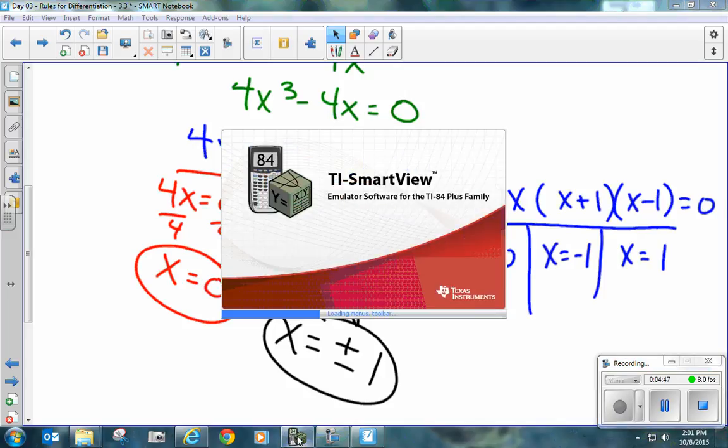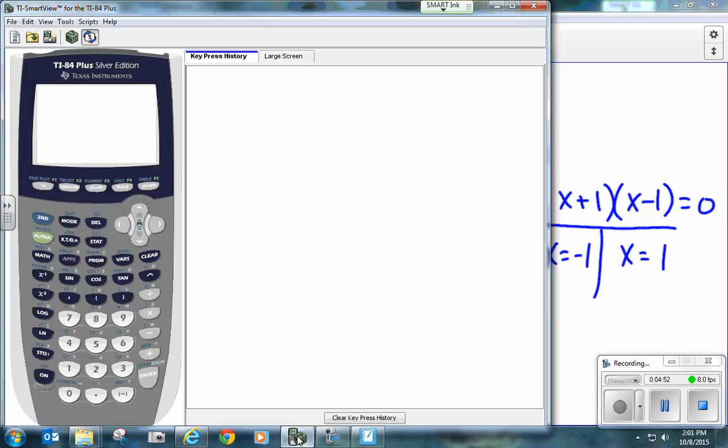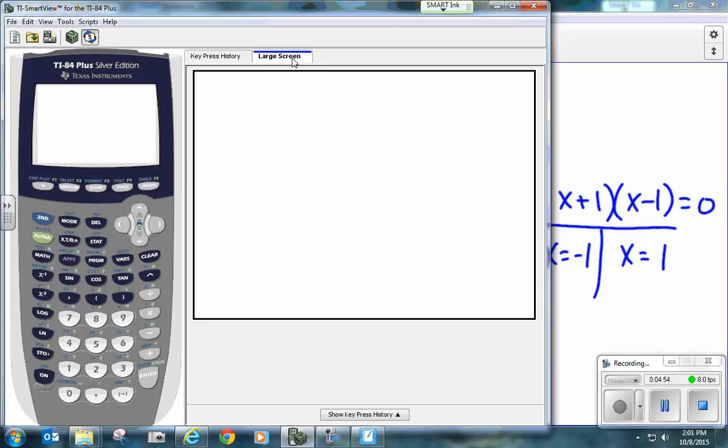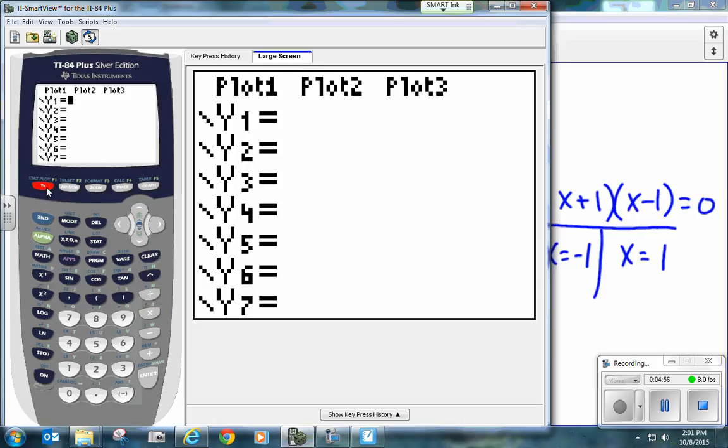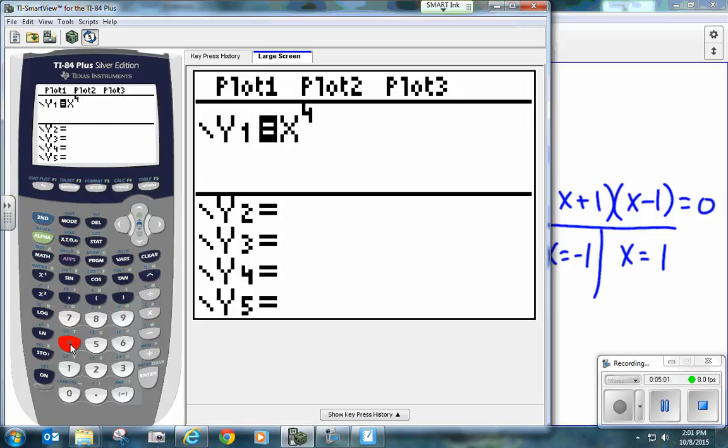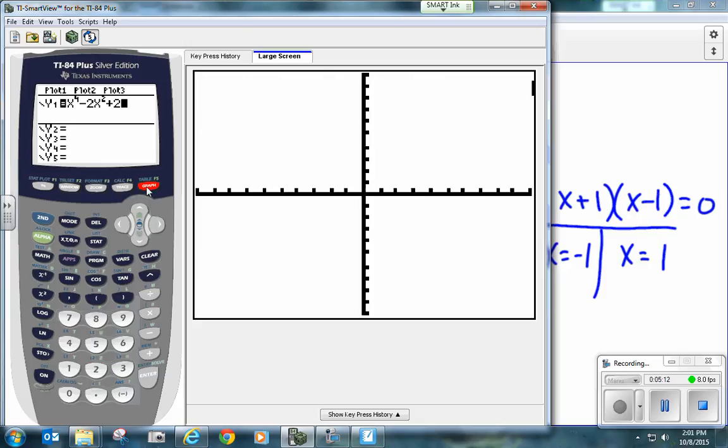Just to make sure what we're doing makes sense. All right, so here comes the calculator, and I am going to graph the original equation before I get the derivative of it, which was x to the fourth, what else comes next? Minus 2x squared plus 2. If I graph this, I should have a horizontal tangent line at 1, 0, and negative 1. So, let's take a look at this.